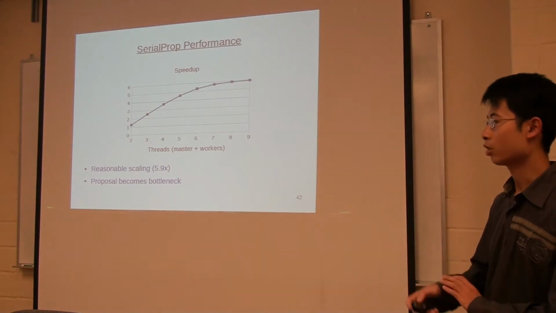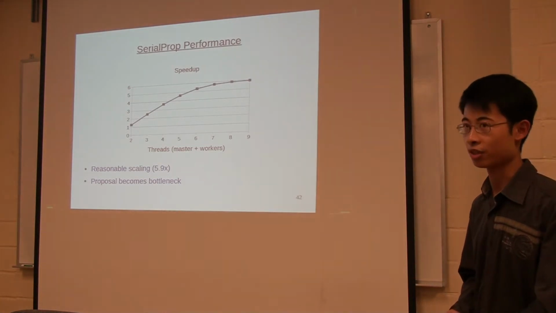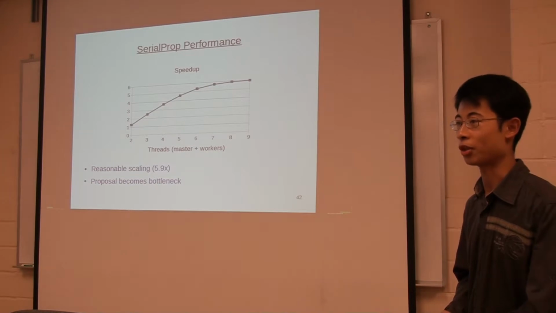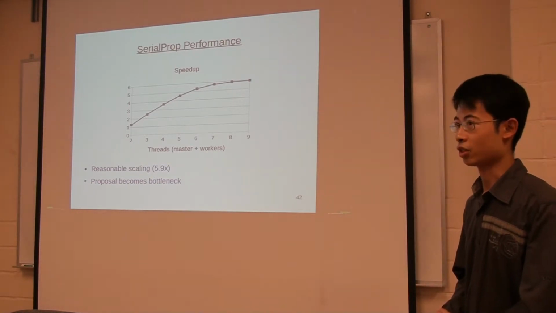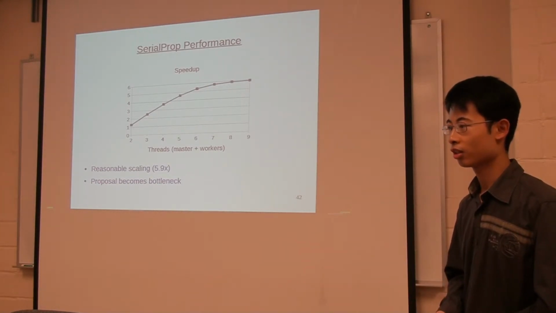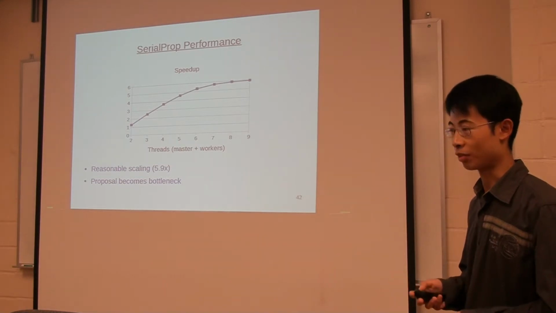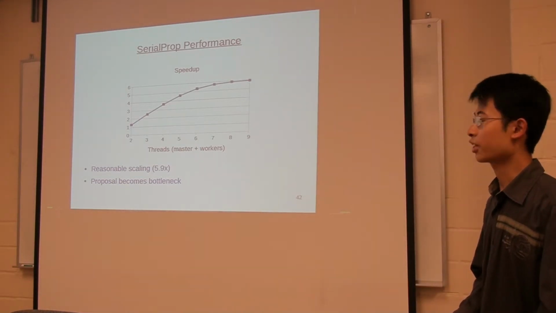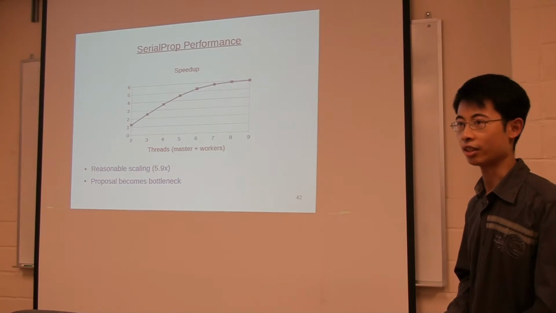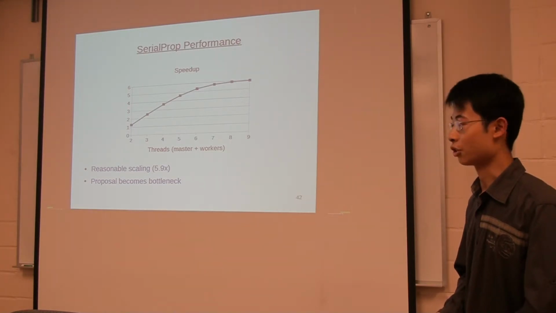And the speedup we get with serial prop is obviously less than with proposal speculation, because we're getting one thread to do only the proposals, and that becomes a bottleneck eventually. But the scaling we get is reasonable, nearly a 6x speedup on a total of 9 threads.